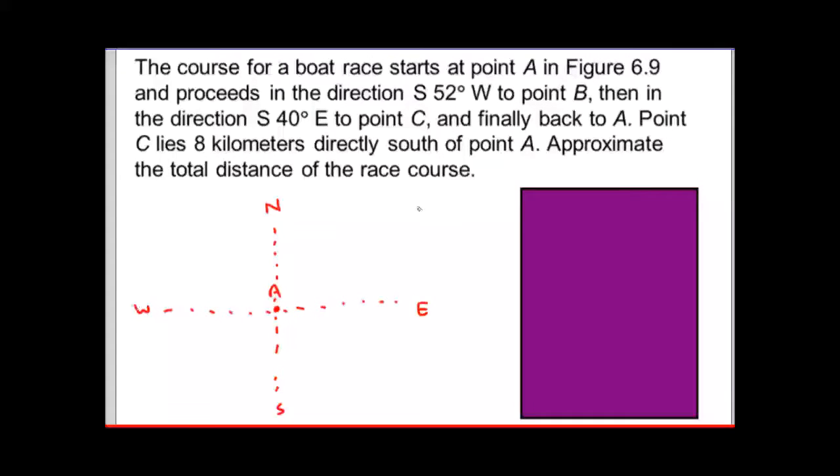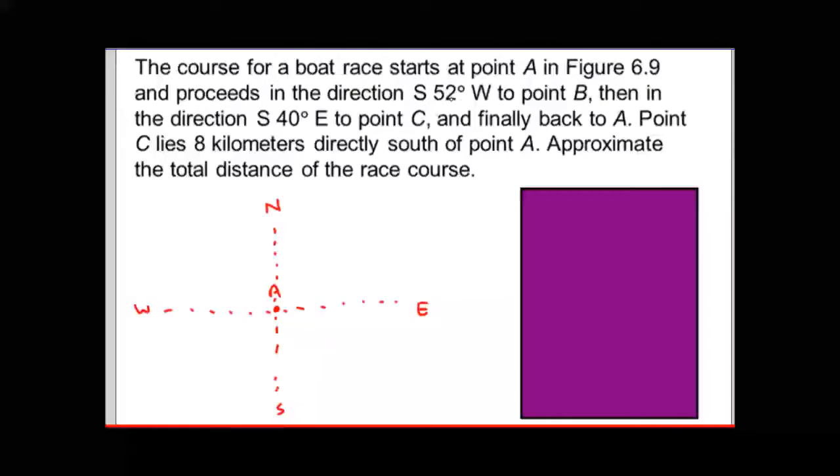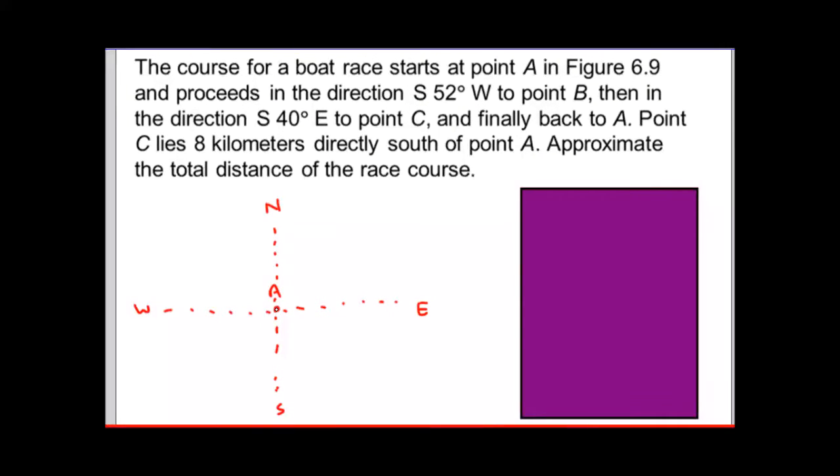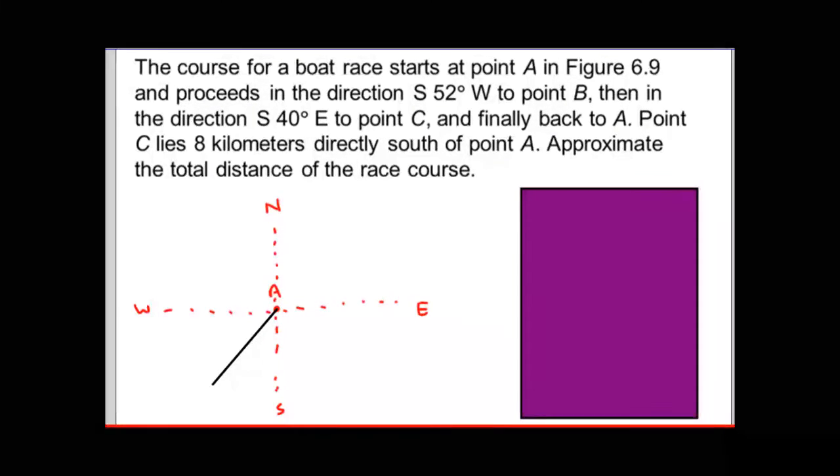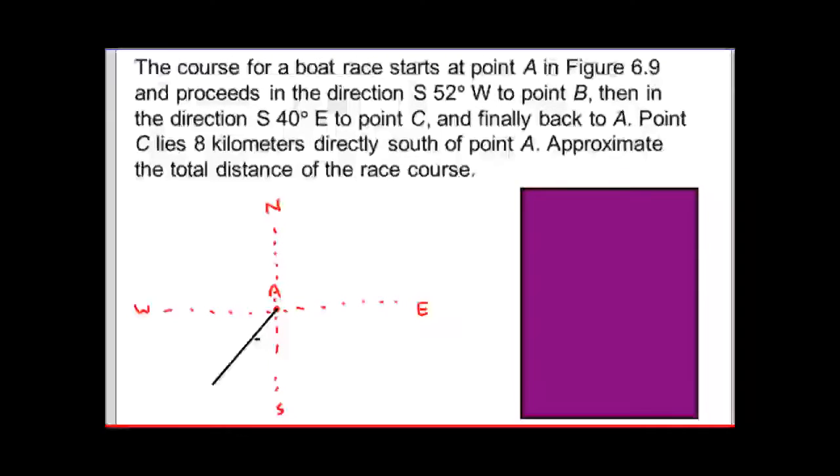southwest. So instead of going due south, this boat swings 52 degrees to the west. So instead of going straight down, it swings over this way, right? And it swings over 52 degrees. So in between the north-south line and where the boat went is 52 degrees. Okay, that gets it to point B.